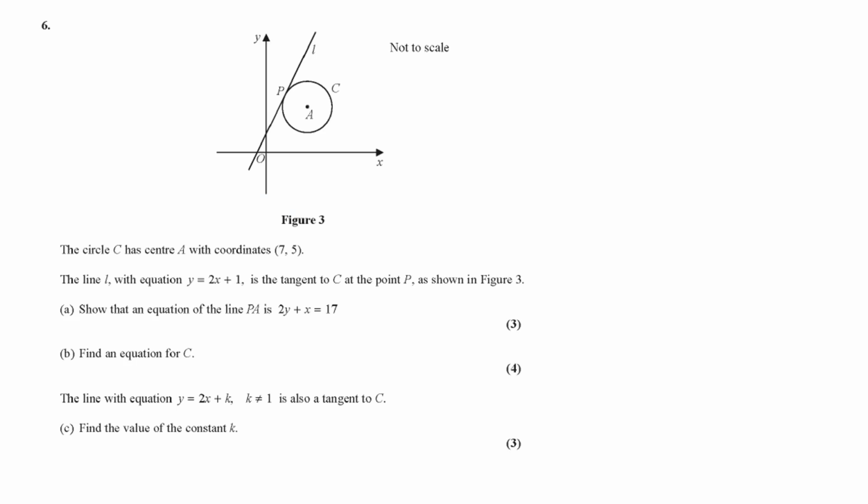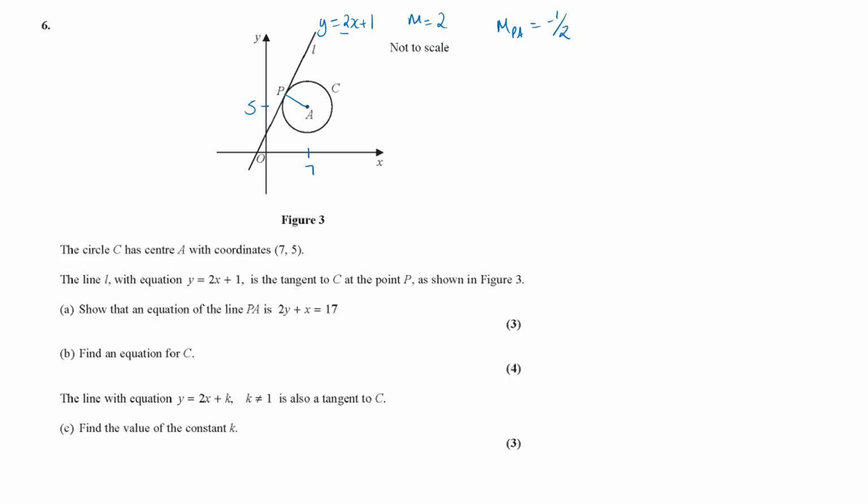Next question is our circle geometry question. We've got a centre 7, 5, so mark that in, and we've got a line that's tangent with equation y equals 2x plus 1, and we are being asked to show that the equation of the line P to A, where it's tangent, is 2y plus x equals 17. So if we know that the gradient of the tangent is 2, the m of the line P to A is going to be -1/2.